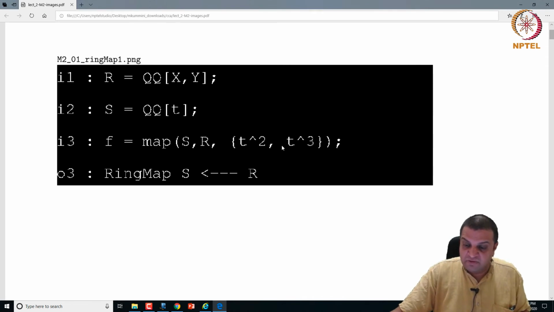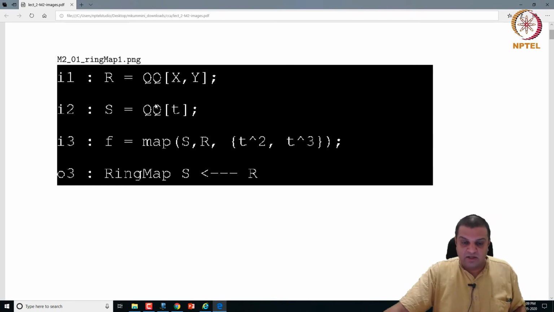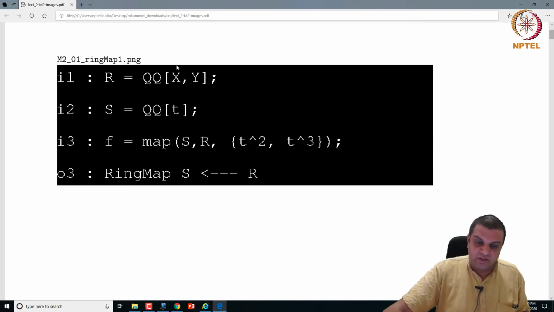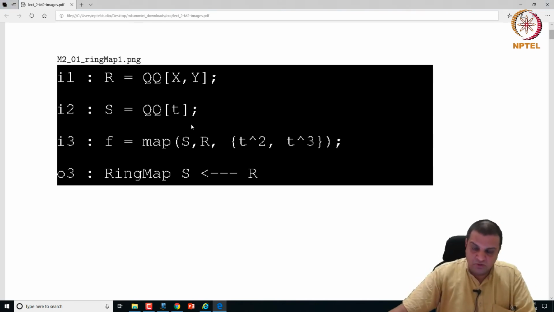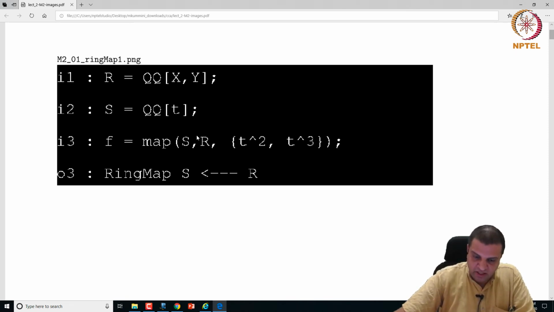And then we give a list of elements, enclosed in curly brackets, which say what these variables should take. So this one says that x will go to t squared and y will go to t cubed. And it's understood that rationals will get mapped identically to the rationals here. Okay, let's see if Macaulay has understood what we asked for it to do.